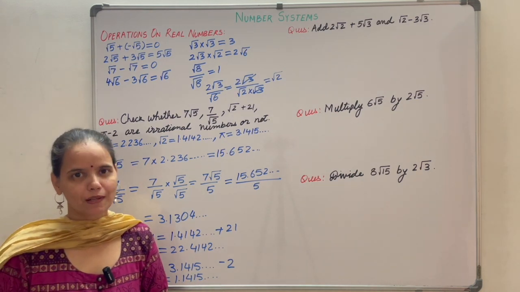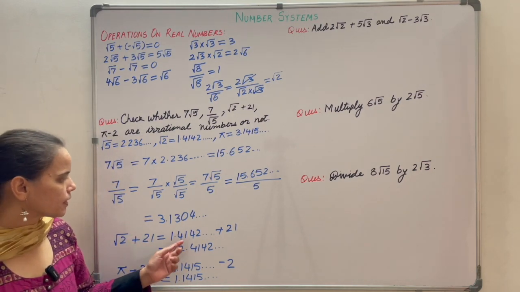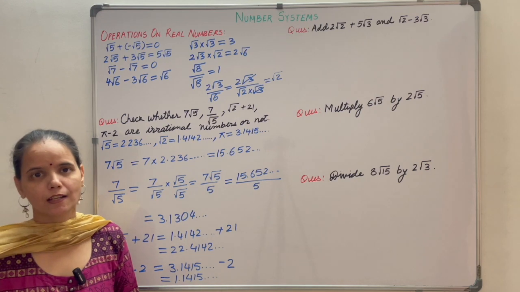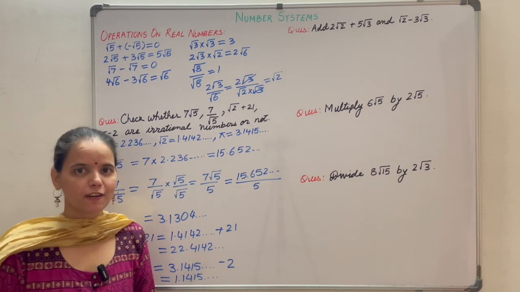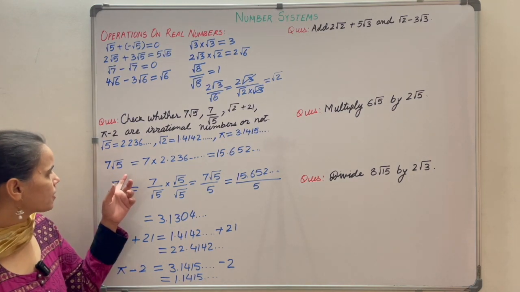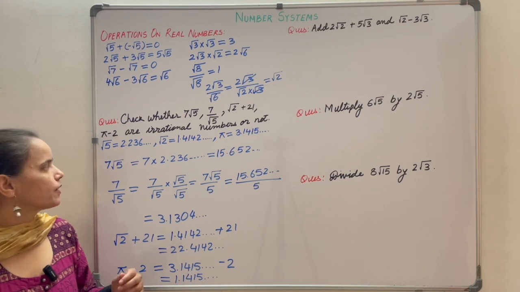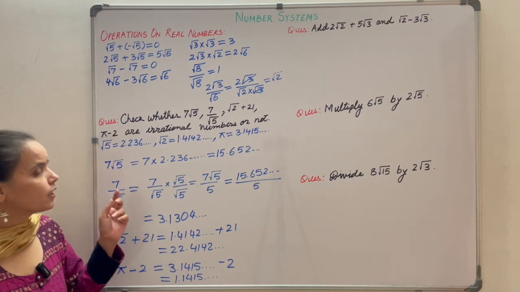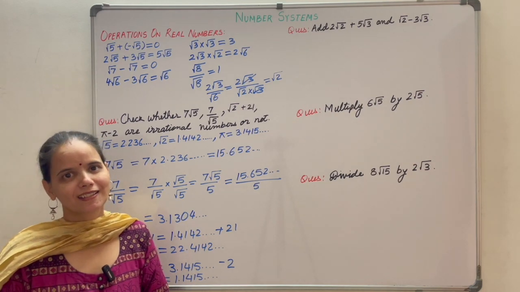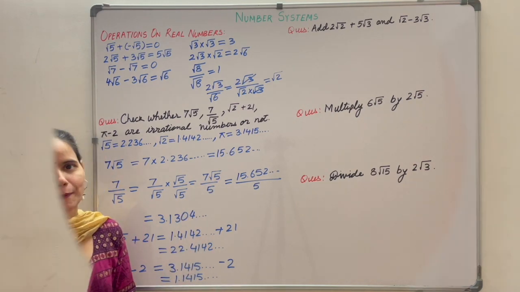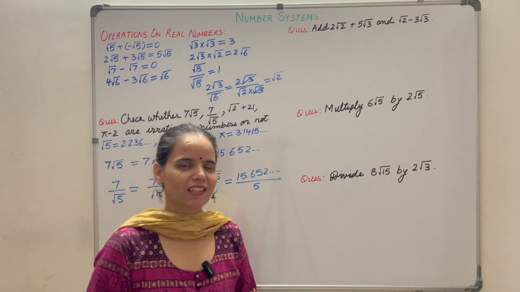So now let us summarize that whenever you add or subtract a rational number from an irrational number, you will always get an irrational number. But whenever you multiply, the rational number should be non-zero. So whenever you multiply or divide a non-zero rational number with an irrational number, the result is an irrational number. So let us now discuss some more questions based on the points which we discussed just now.